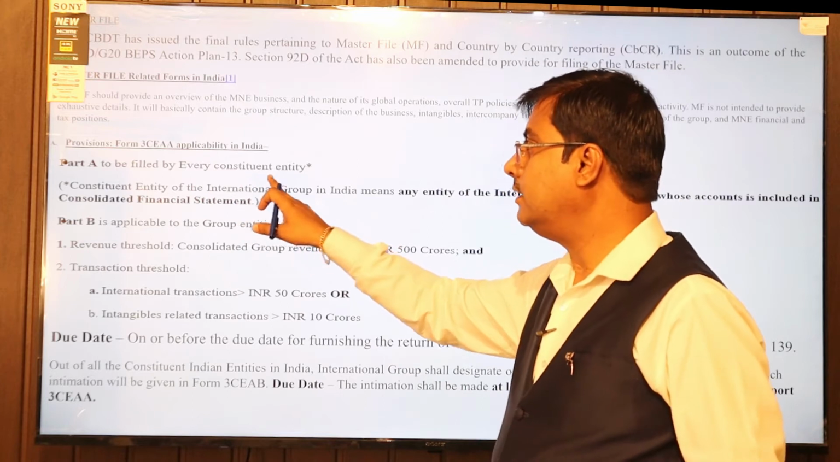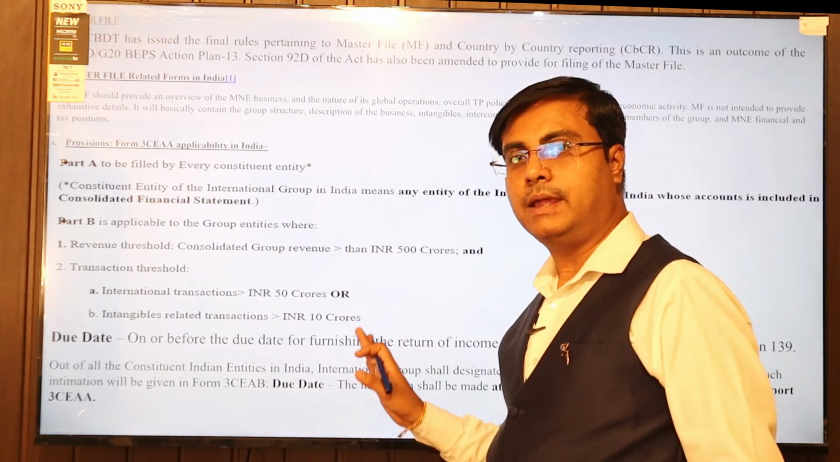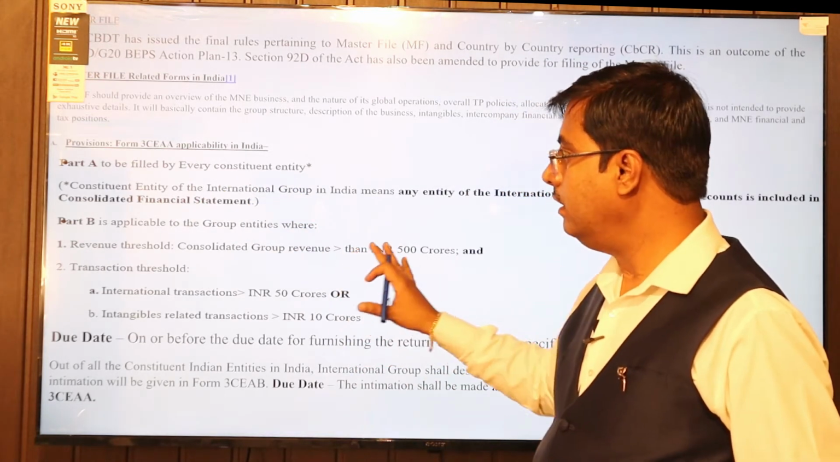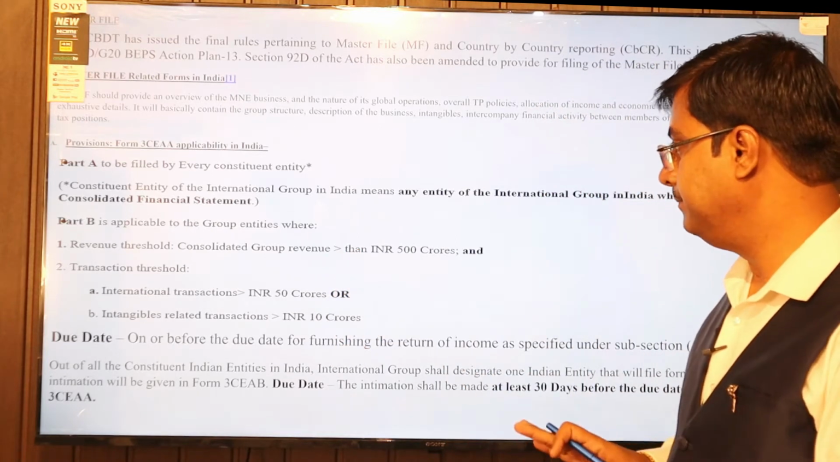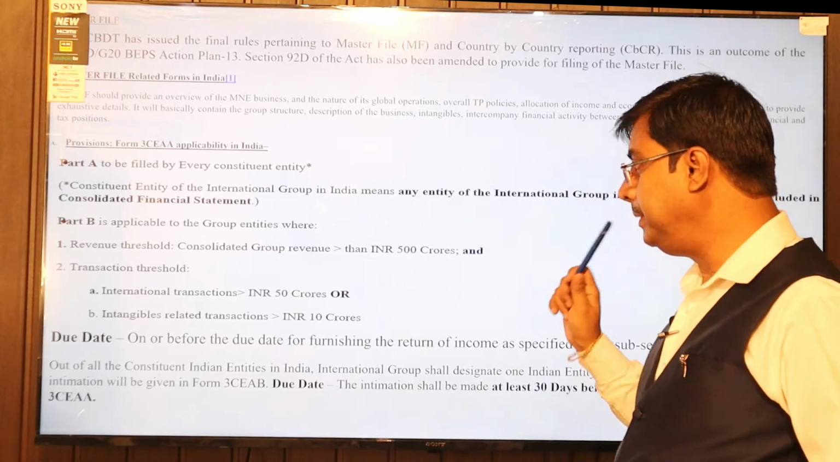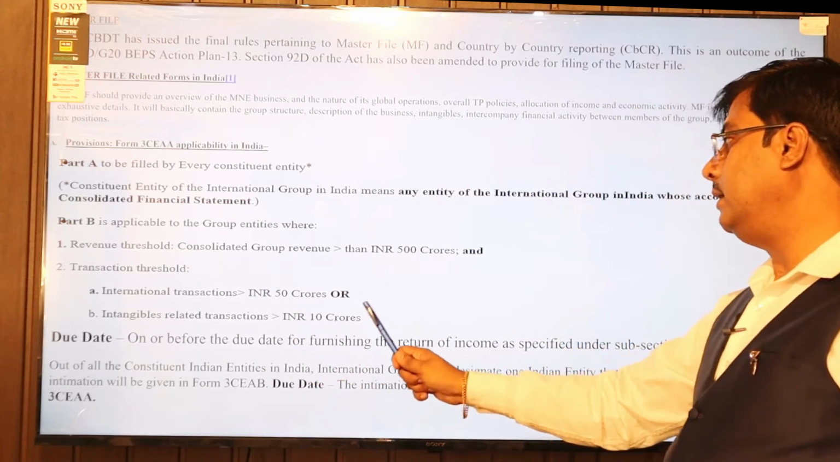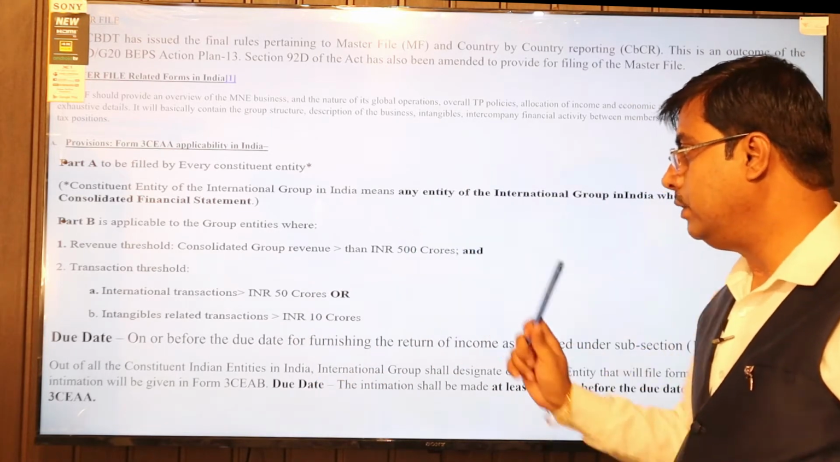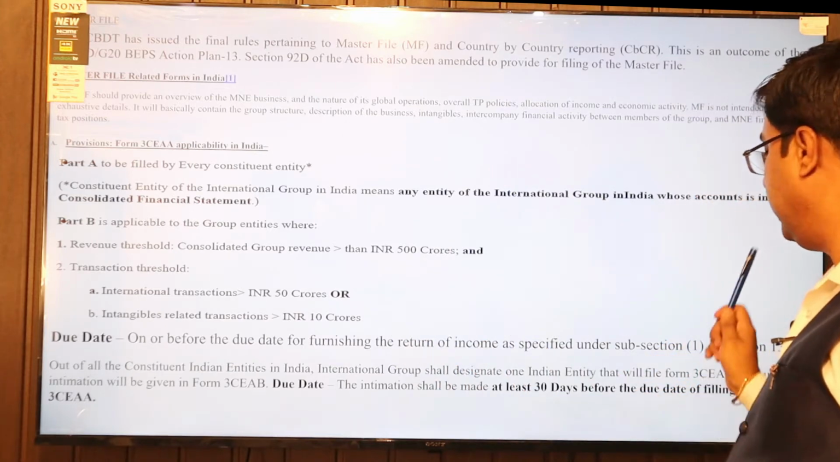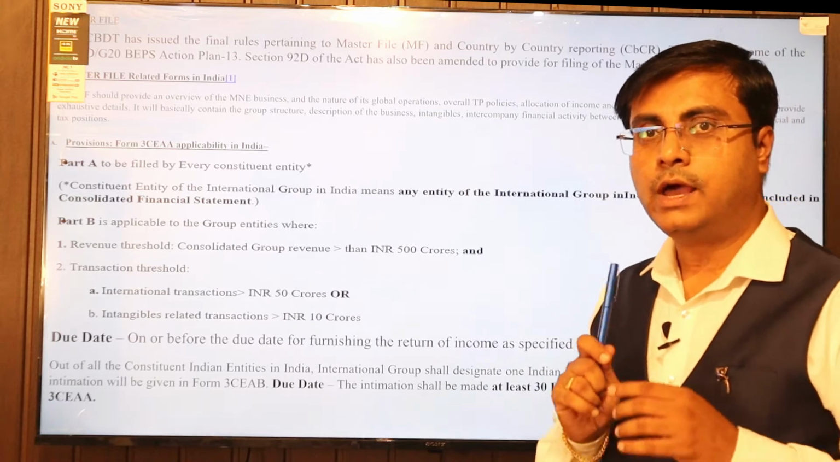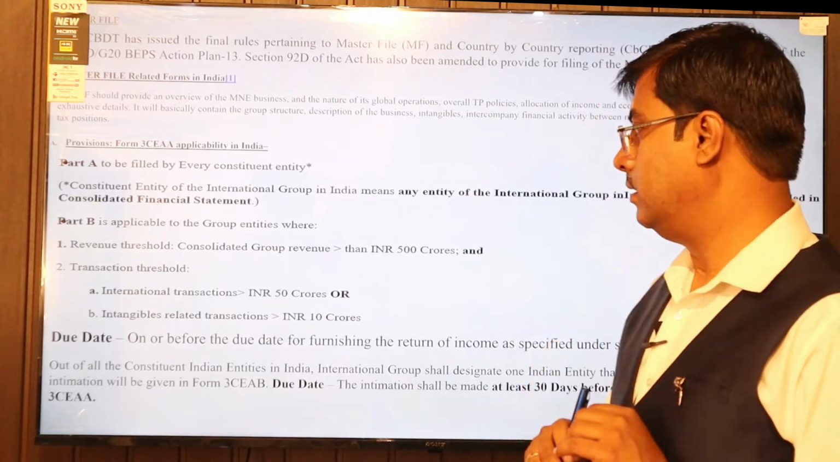Every constituent entity has to file Part A. When do you have to file Part B? When this threshold is applicable. So typically you have to maintain master file Part B also. The due date is before furnishing the ROI. So your ROI due date is 30th November.